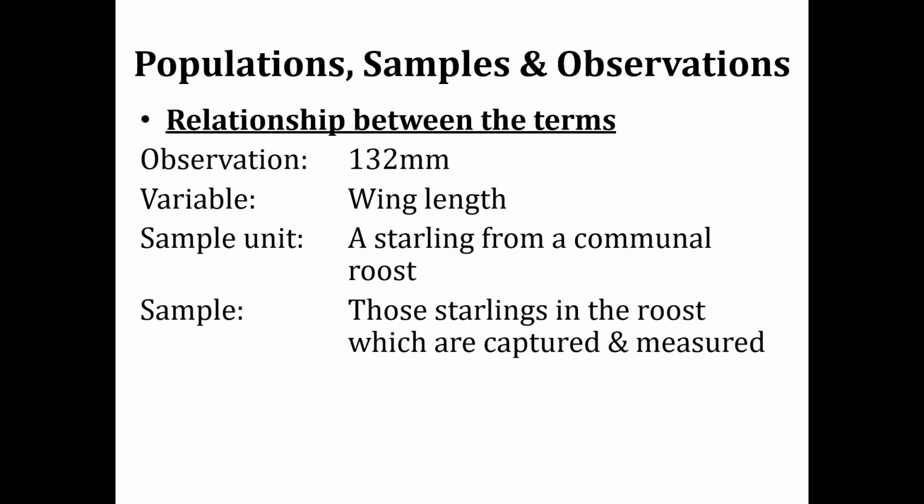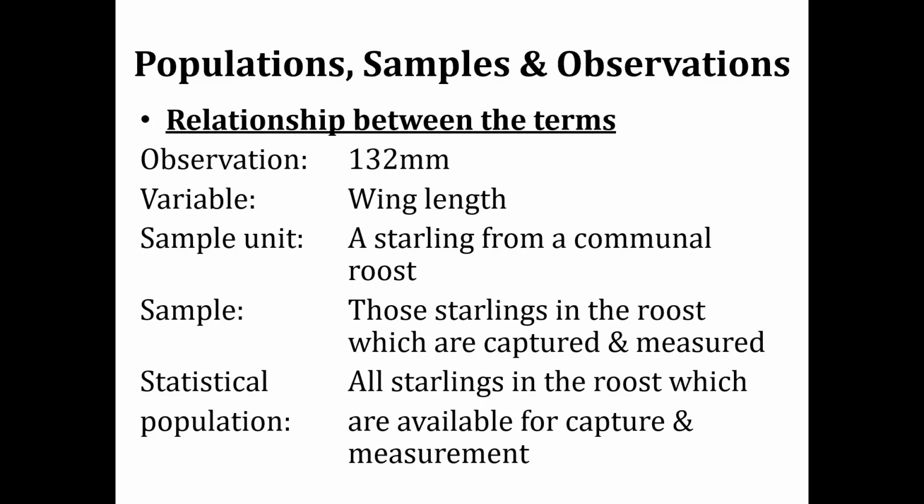And then the sample is those starlings in the roost which are captured and measured, because it is not possible to capture all of those starlings present in that communal roost. So therefore only those starlings that can be captured and measured for their wing length constitute the sample. And then the statistical population. So statistical population is all starlings in the roost which are available for capture and measurement.